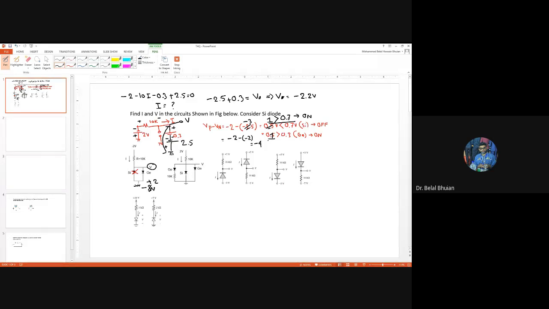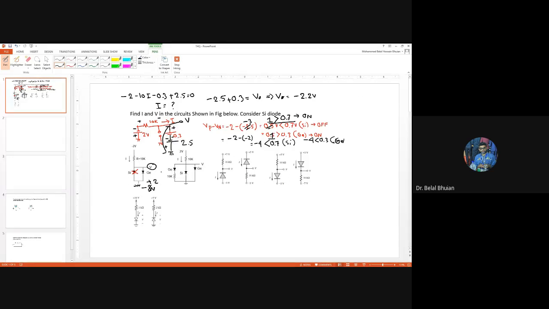So minus 4 means it is less than 0.7 for silicon, and also less than 0.3 for germanium. So that means it is off. Okay.